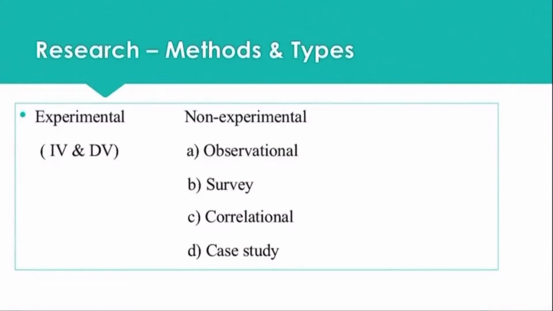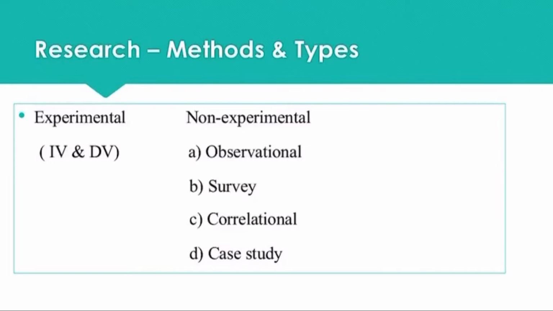For example, a teacher can keep changing the teaching methods to find which is the most effective teaching method that will have a positive impact on learners' performance. So here the independent variable is teaching method and the dependent variable is learners' performance. Next is non-experimental method. In this method, the researcher does not have any control over the independent variable.